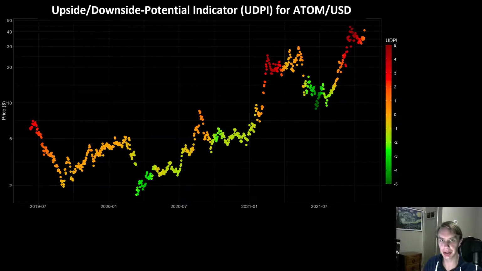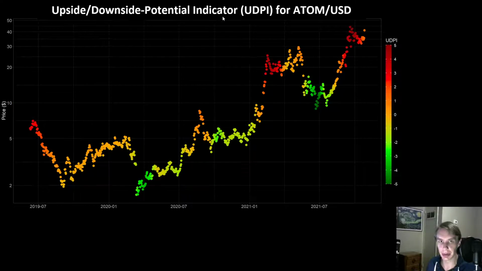So if you've been following this channel, you're probably familiar with these types of graphs. Quickly, what I'm showing you here is the price of Atom across time. The price is on the y-axis, in logarithmic form, and here we have dates across time. Each dot represents a day, and each dot is color-coded based on the output of our risk indicator, which is called the upside-downside potential indicator, or UDPI.